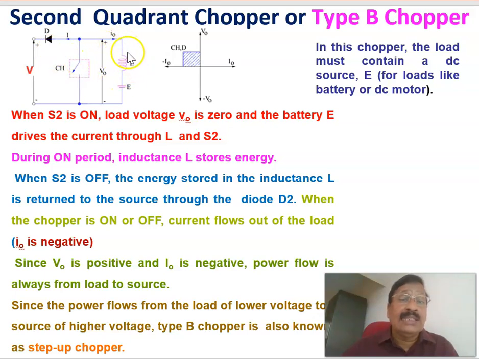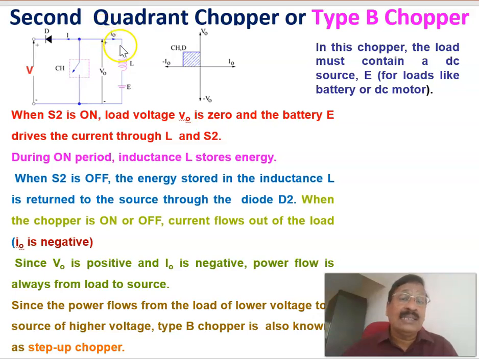whatever energy is stored in the inductor will feed a current in this direction through the diode, which will be forward biased, and that will return back to the source. Therefore, that is the concept of regenerative braking of the DC motor. When the switch is on, current circulates and energy is stored in the inductor. When the switch is off, whatever energy is stored is returned back to the source through this path, going through the diode. In that case also, the current is negative.